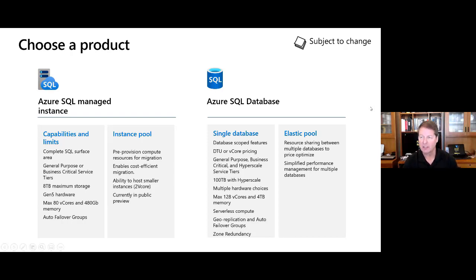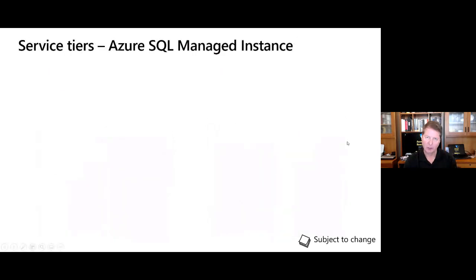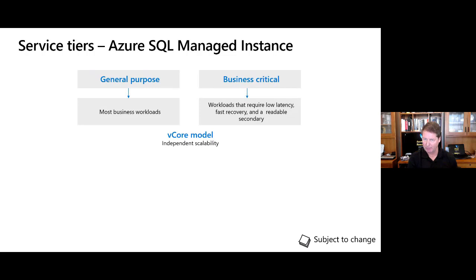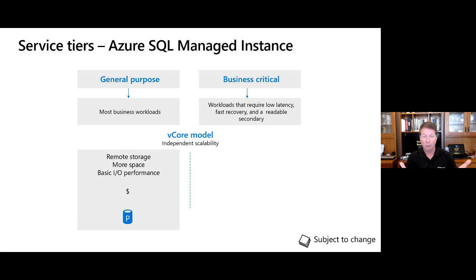You're going to decide, is a managed instance right for me, or is an Azure database right for me? Now, once you go into managed instance, you have these service tier choices, which are going to determine the SLO you're going to get. So we have something called general purpose and business critical. And from a pricing perspective, we only have the vCore model today, not DTU for managed instance. So if you look at general purpose, this is for most business workloads, and we use remote storage as a way to give you this general purpose capability.